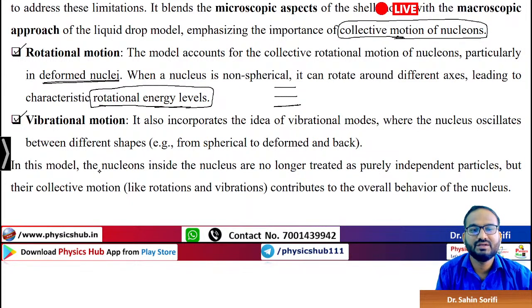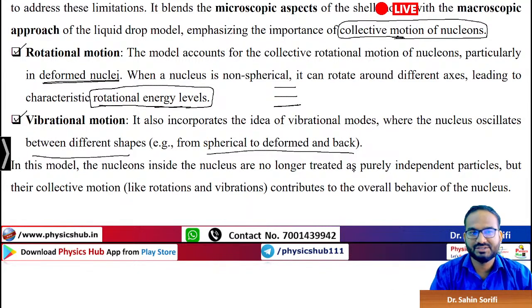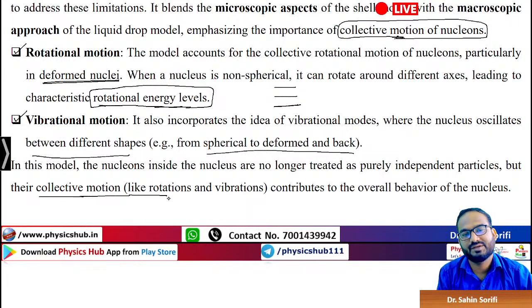And vibrational motion also incorporates the idea of vibrational modes, so the nucleus oscillates between different shapes, from spherical to deformed and back. It is like surface oscillation, as I will show you in a picture. In this model, the nucleons inside the nucleus are no longer treated as purely independent particles, but their collective motion, like rotation and vibration, contributes to the overall behavior of the nucleus. So collective motion means it is rotating or it is vibrating.